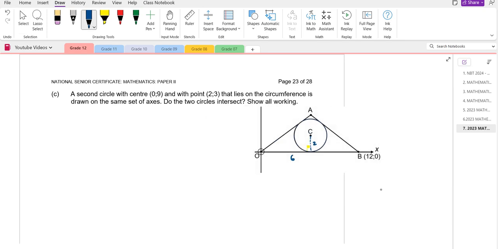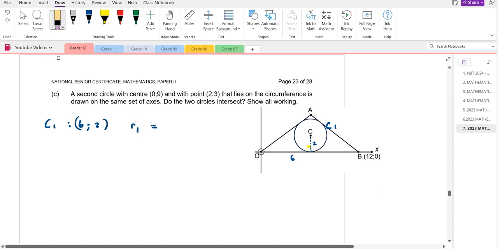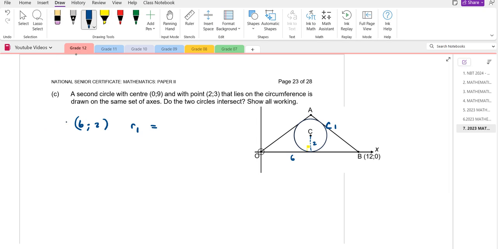Circle C1, the center was, this is C1, alright? The center is (6, 2), and the radius is, let's just call it, the circle center C1. C1 is (6, 2), radius r1 is 2.